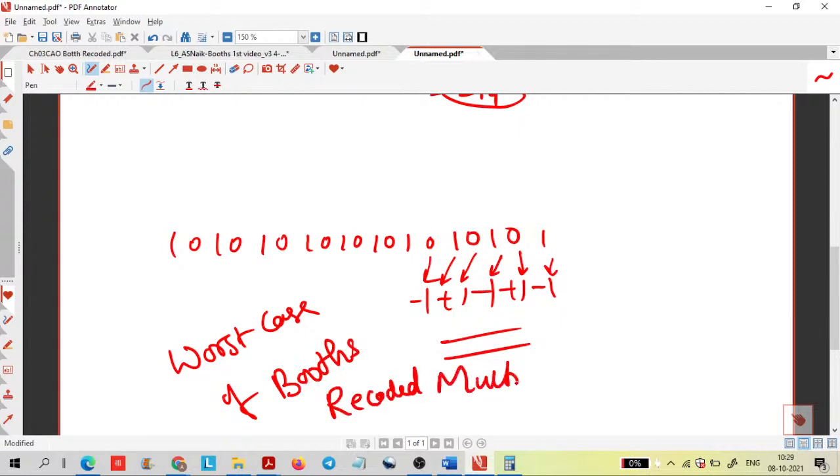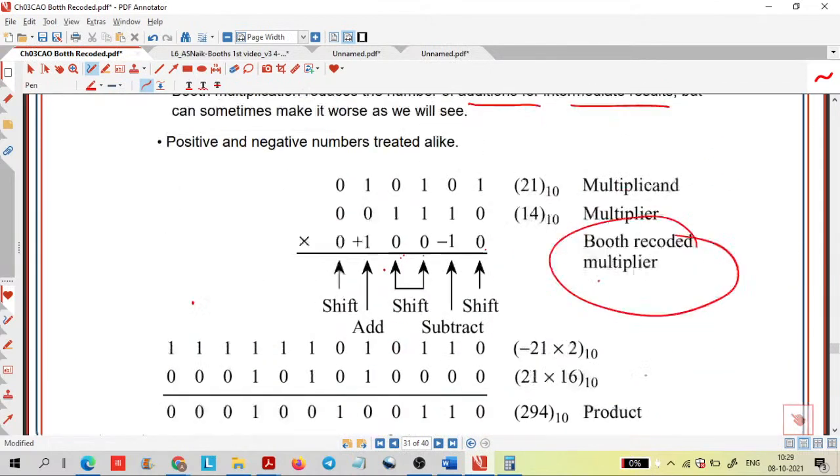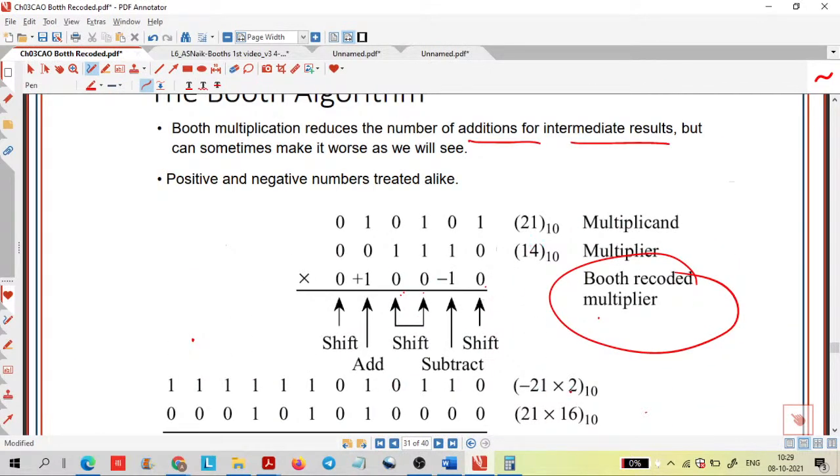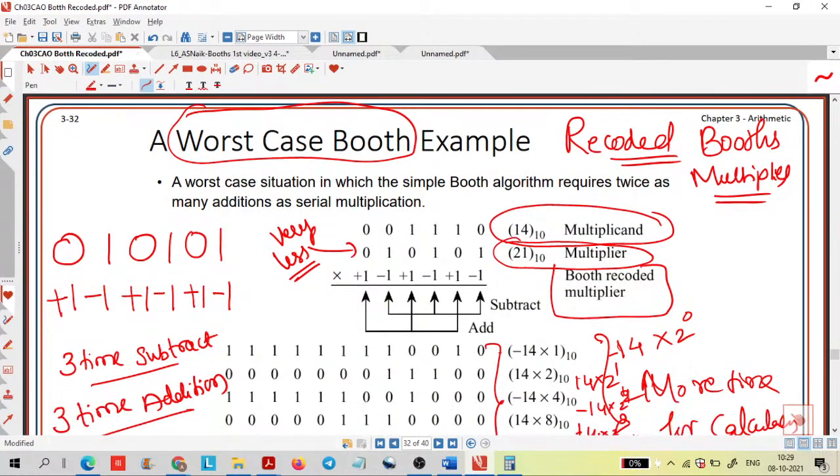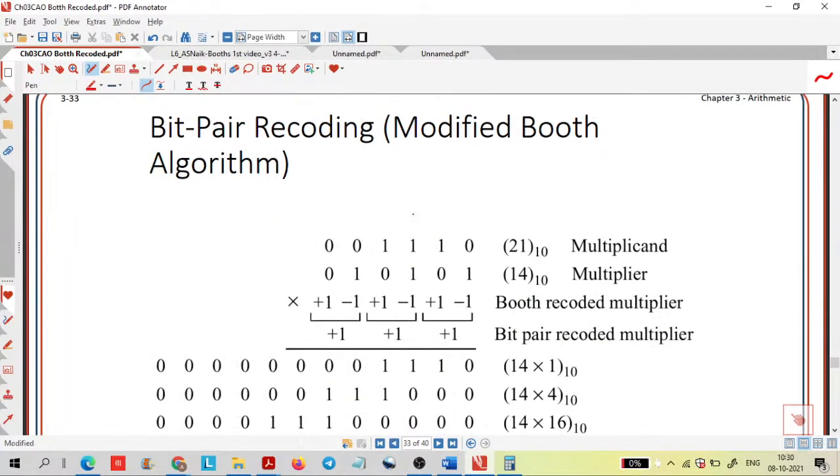For some examples it gives a good result. Like in this case, 21 into 14, we got only 2 operations: one is subtract and one is addition. But in the worst case, if you get such a type of multiplier, then it takes more time. So to overcome that, there is one more algorithm method that is called bit pair recoding, or we can call it the modified Booth algorithm.